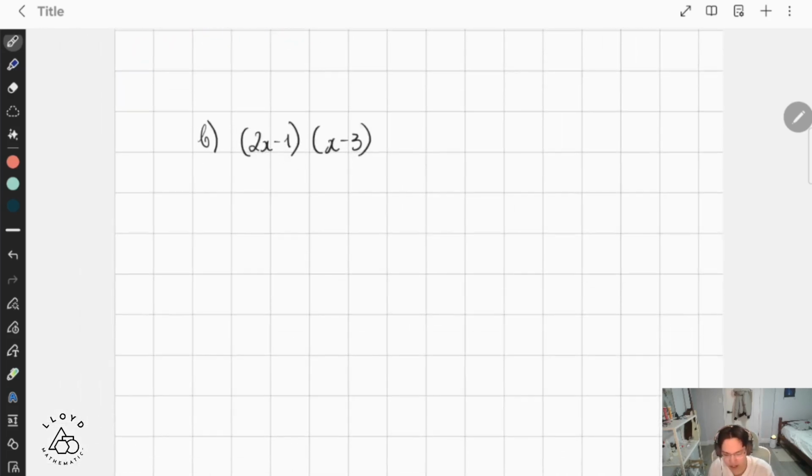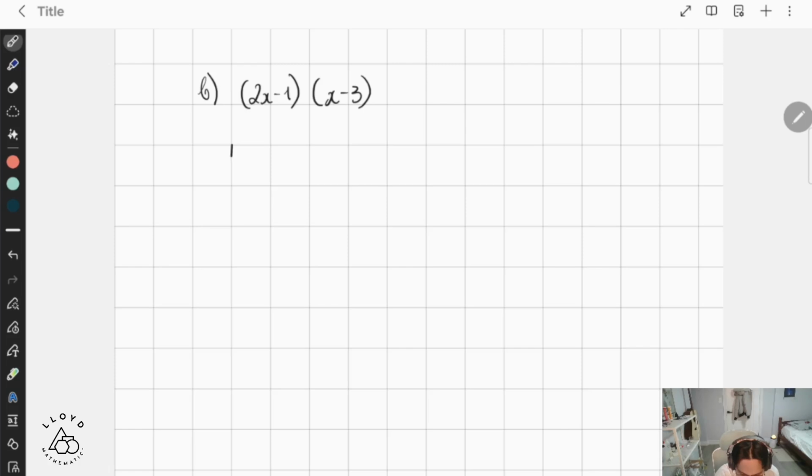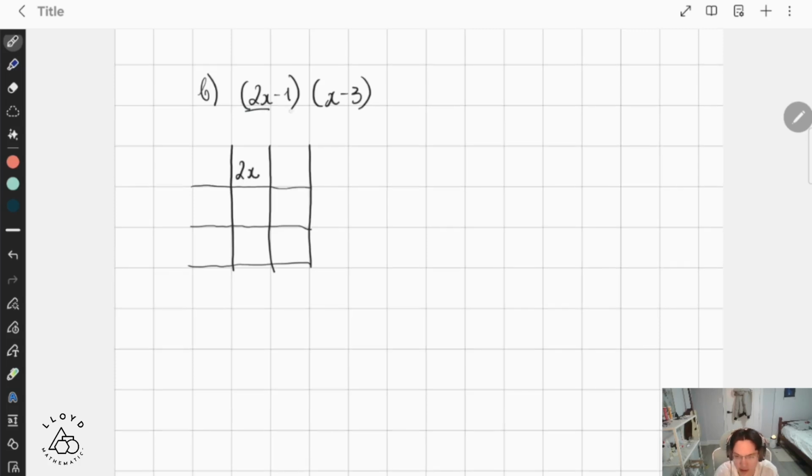Okay, how about the b? Just do the same thing. And this one is a little bit more tricky because we have the 2x here. So just put the same numbers here. Just put 2x instead of x, right? And here just -1. And here I also put x, and here is -3.